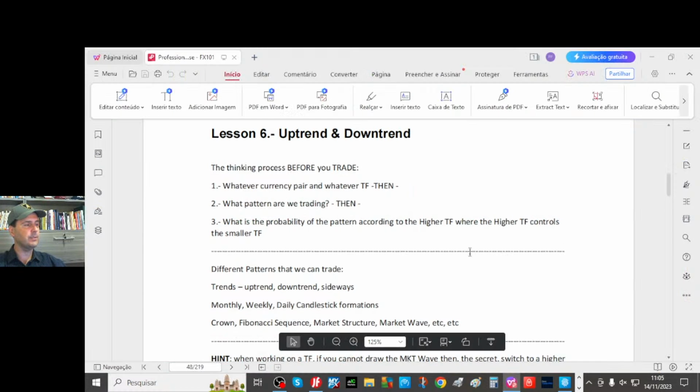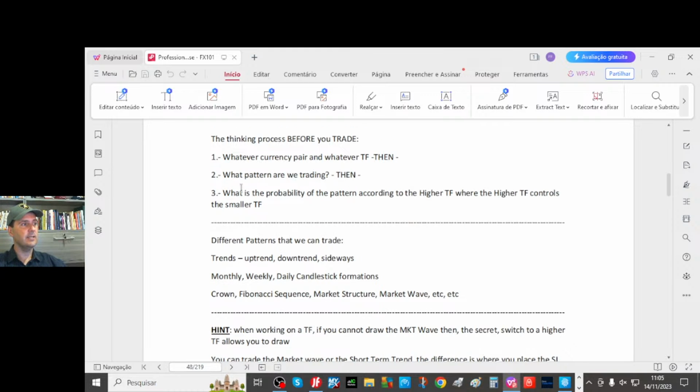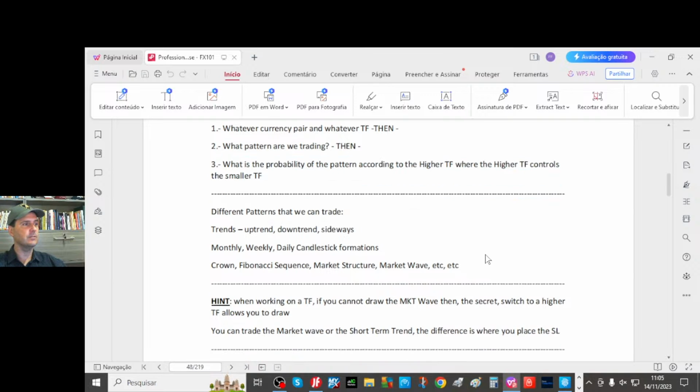Alright, so let's open the manual, the thinking process before you trade, whatever currency pair and whatever time frame. Then what pattern are we trading? Then what is the probability of the pattern according to the higher time frame, where the higher time frame controls the smaller time frame. Wow.